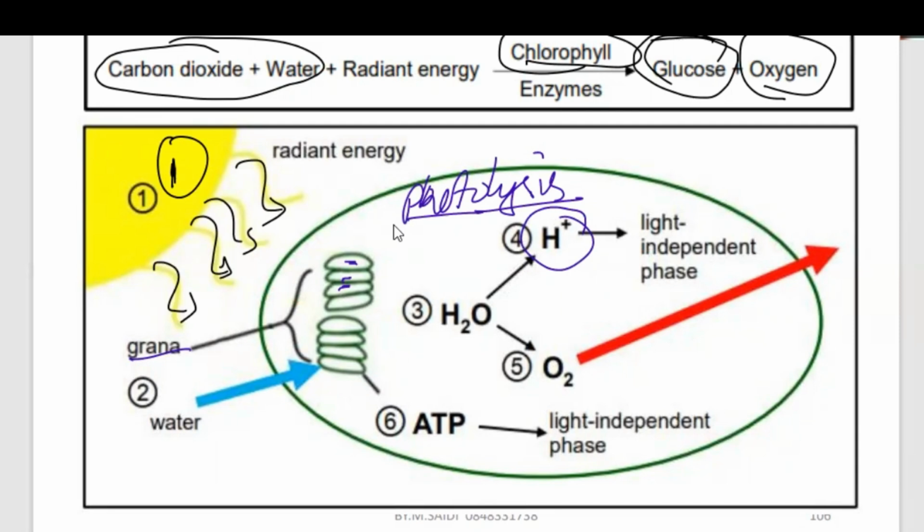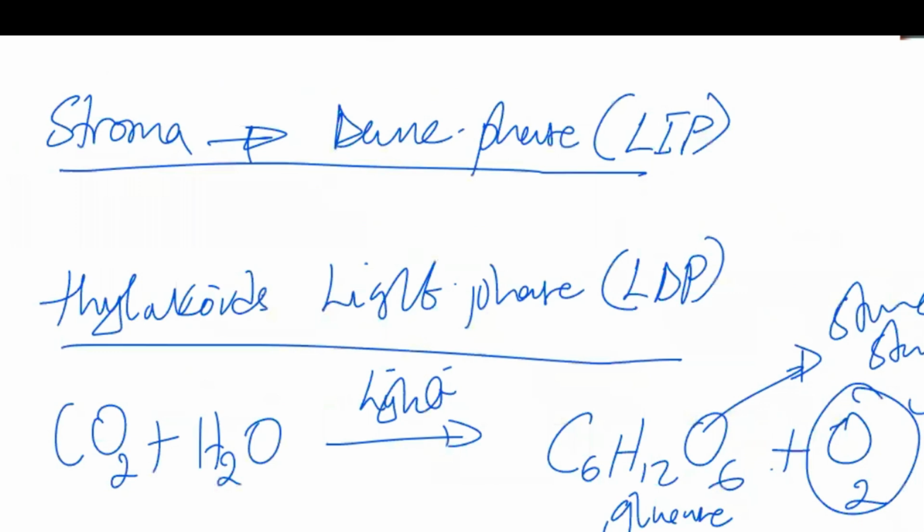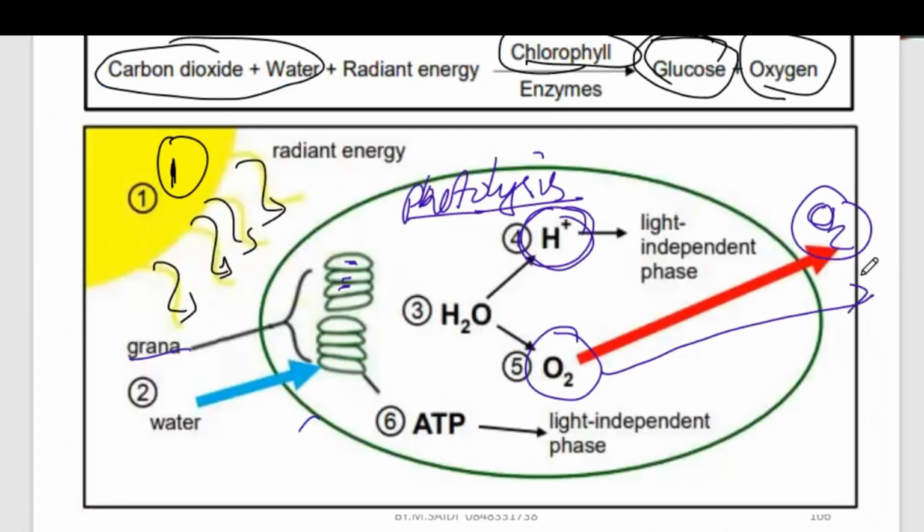The water is going to break down into hydrogen ions plus oxygen. Because we don't need the oxygen, the oxygen will move out of the leaf. Hence the first product of photosynthesis is oxygen. So oxygen is released when the process of photosynthesis is just at the beginning, hence it is not yet a major product.